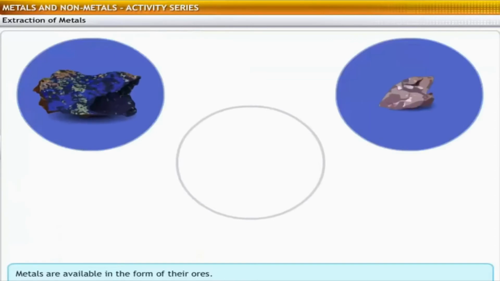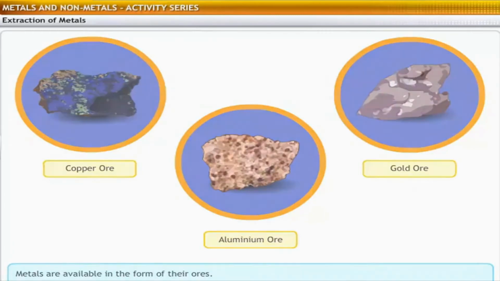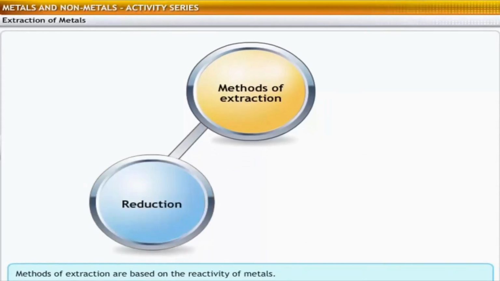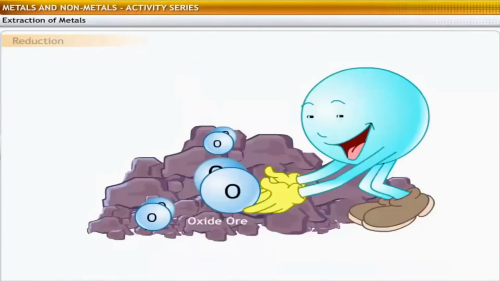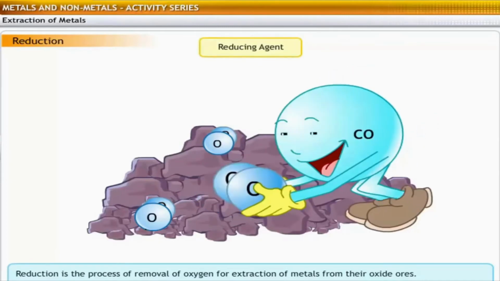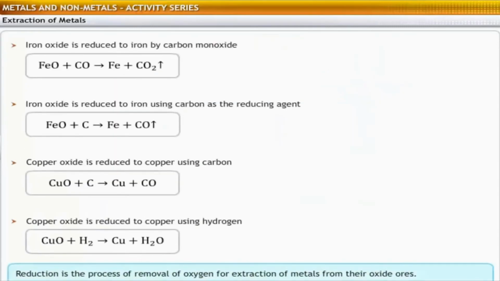A number of metals are available only in combined forms as ores. To obtain the pure forms of these metals, we need to extract them from their respective ores. Based on the reactivity displayed by metals, they can be extracted through the following methods: reduction and electrolysis. Reduction is the process of removal of oxygen for extraction of metals from their oxide ores. The common reducing agents used for reduction of metal oxides are carbon monoxide, carbon, and hydrogen. For example, iron oxide is reduced to iron by carbon monoxide.